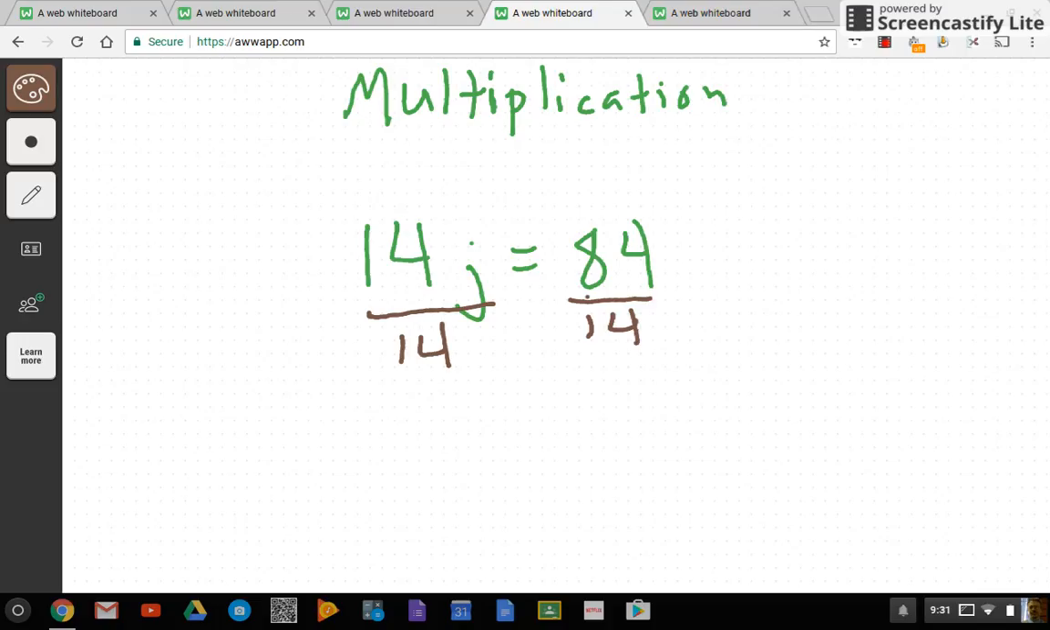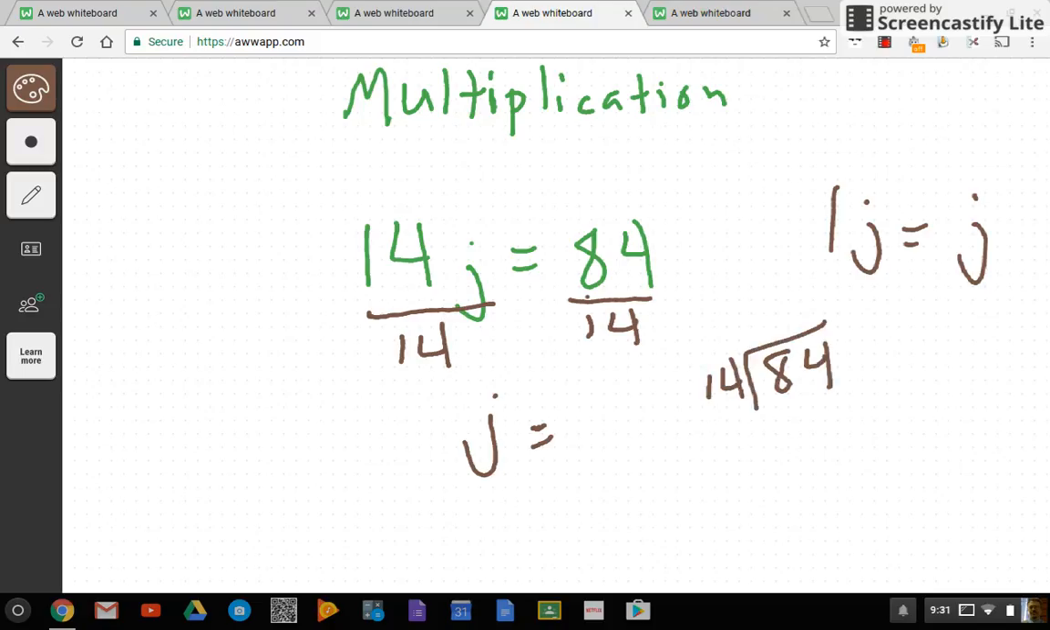So that gives me 1j, which I can just indicate as j, because a 1j is the same thing as a j. In other words, if j was like 10, 1 times 10 is the same thing as 10. So we just write it as j. So I've got j equals, and if I do 84 divided by 14, I believe it's going to be 6. Yes, it is. Perfect.